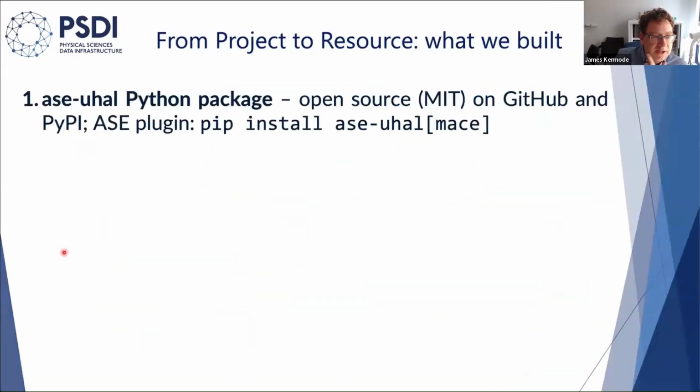Let me first of all tell you what we've built, what we've made available through this project. We've made a Python package called ase-uhal. ASE stands for the Atomic Simulation Environment, a widely used Python framework for doing molecular and materials simulations at the atomic scale, and ase-uhal is a plugin or an add-on to that. It can be installed from PyPI with pip install ase-uhal, and there are different variants. The one that's probably of most general interest at this stage is the one that uses MACE as a backend. It uses the MACE graph neural network potential to drive things.